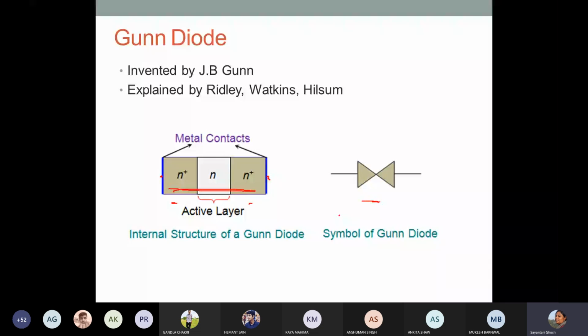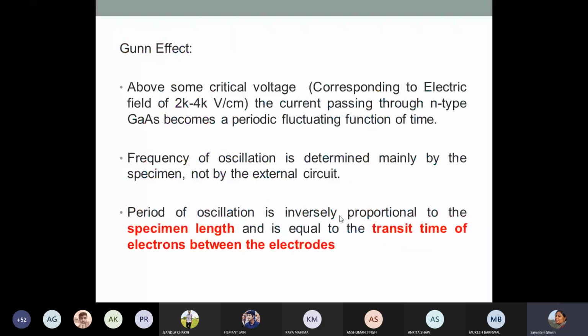So J.B. Gunn, while doing his experiments, the first thing that he saw is that when, in such a device, you apply a very high voltage, and the voltage has to be really high, then suddenly the current flowing into the circuit becomes a periodic oscillation. That was the observation he had while studying these devices: a periodic fluctuating function of time kind of current flowing into the circuit if you apply a certain critical voltage, which is a high voltage across these devices.